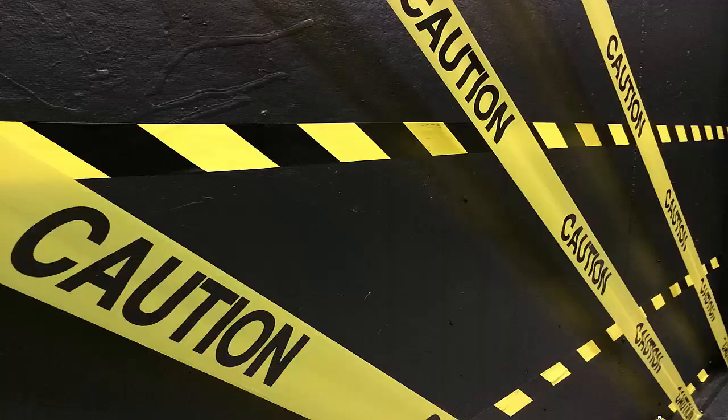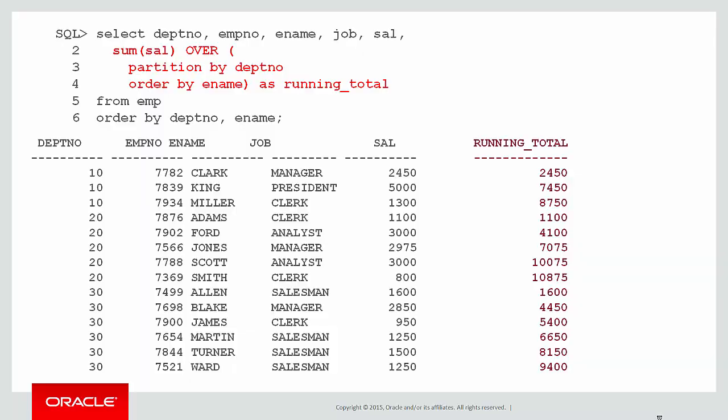A word of caution here. The reason the running total seems to match up with the data is you can see that I've done partition by department number ordered by e-name, and I've also sorted my result set by department number and e-name. So the running total matches quite nicely with the actual rest of the data. Obviously we don't have to do that.